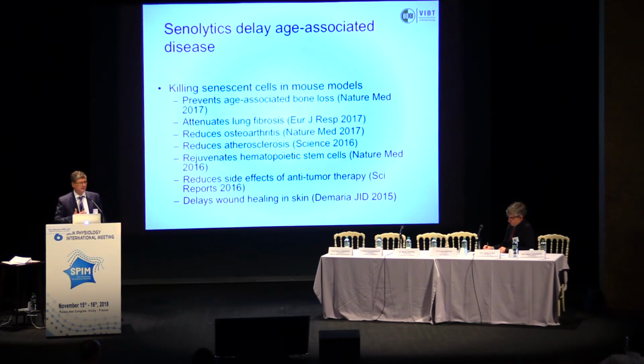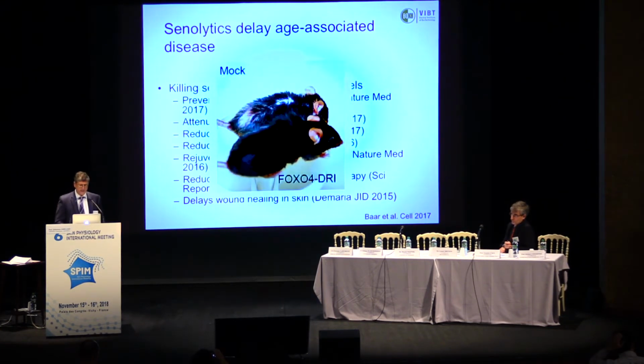So in contrast to the other studies, from Judy Campisi's lab we see that if we kill senescent cells during wound healing, then we delay the closure and the healing of the wound. On the other hand, we also see that if we have persistent senescence in the wounds, then we also impair differentiation of keratinocytes, and wound closure is also not working that well. So we need a balance. So how does that look like if we kill senescent cells in a mouse model?